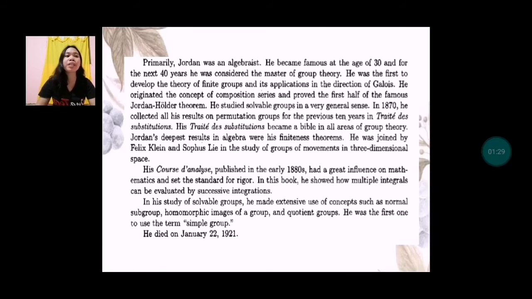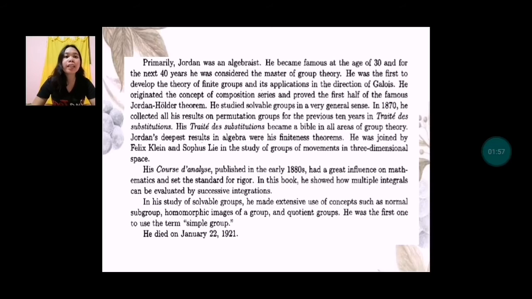He became famous at the age of 30, and for the next 40 years, he was considered the master of group theory. He was the first to develop the theory of finite groups and its application in the direction of Galois. He originated the concept of composition series and proved the first half of the famous Jordan-Hölder theorem. More than that, he studied solvable groups in a very general sense.